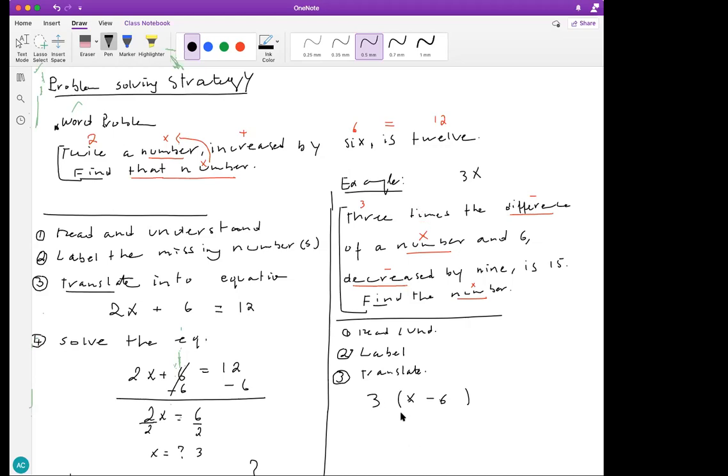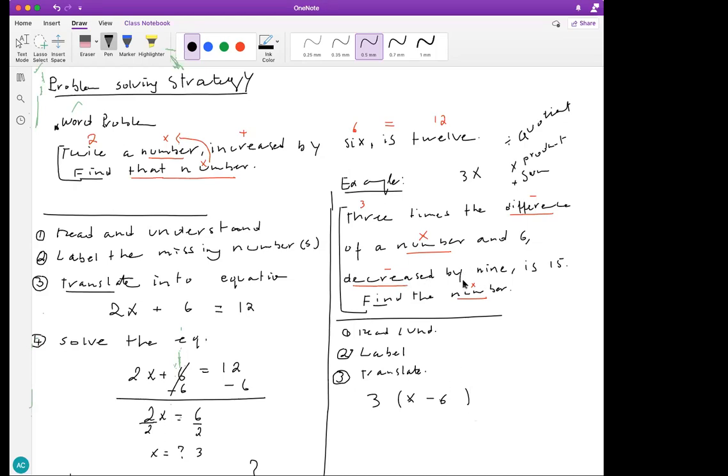Times the difference. So put that difference, or maybe sum here, could be sum, could be a product for multiplication, could be quotient. Quotient is for what? Okay, so quotient is for division, product for multiplication, sum is for addition, and difference is for subtraction, whatever the word might be. So 3 times something, what is that thing? Could be plus, minus, multiplication, division, whatever it is, depending on the problem. Okay, so 3 times the difference of a number and 6, decreased by 9.